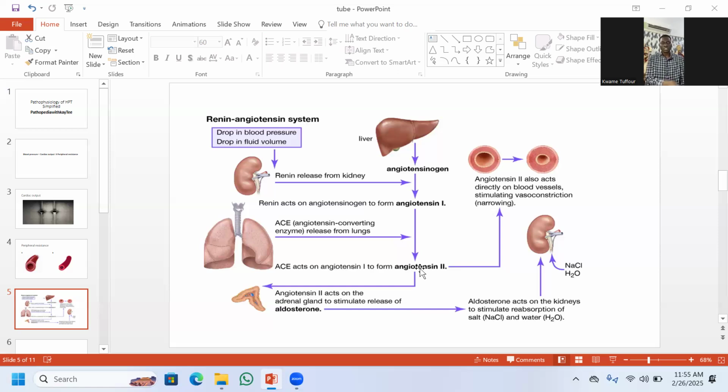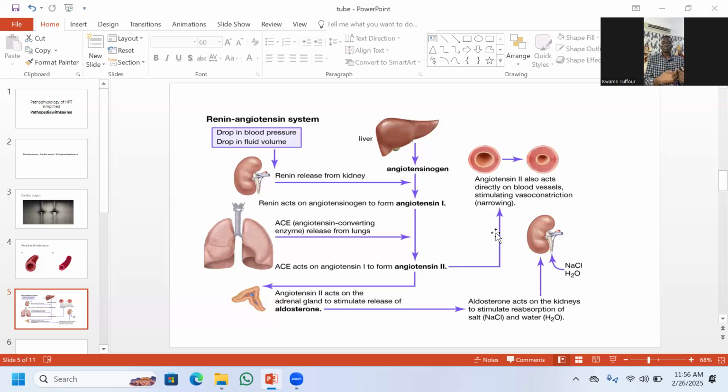So once angiotensin 2 is formed, it has two impacts. The first one is that angiotensin 2 is able to cause vasoconstriction. It causes the blood vessels to constrict or to narrow. And we remember I used the analogy of a lady wearing a skirt. When the skirt is too tight, that is constriction, it affects the lady's movement. So the resistance is more. Because angiotensin 2 causes vasoconstriction, it will make the blood vessel very tight and therefore increase the peripheral resistance.